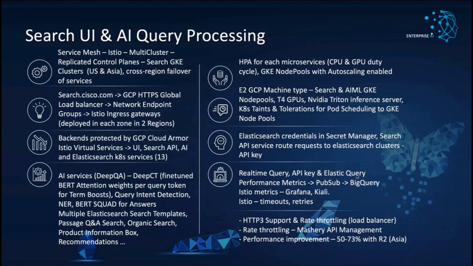The Elasticsearch credentials are stored in Secret Manager, and the search API syncs up with the Secret Manager to load up those credentials. And it also performs the duty of routing the request to the various Elasticsearch clusters that we have based on an API key. The Elasticsearch query performance metrics, the actual query and the API key, is sent real time to PubSub and is stored in BigQuery for query analytics purposes.